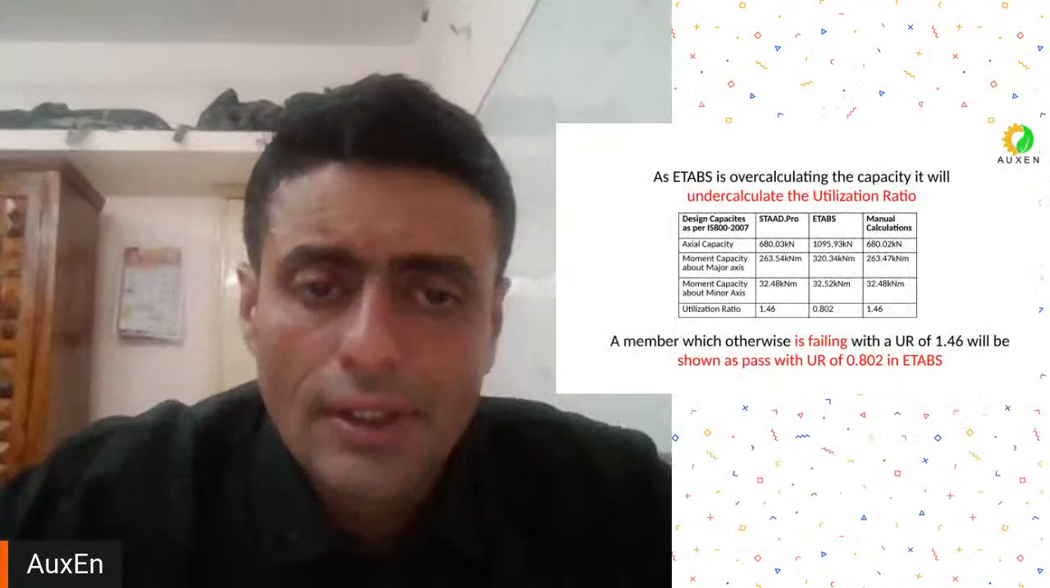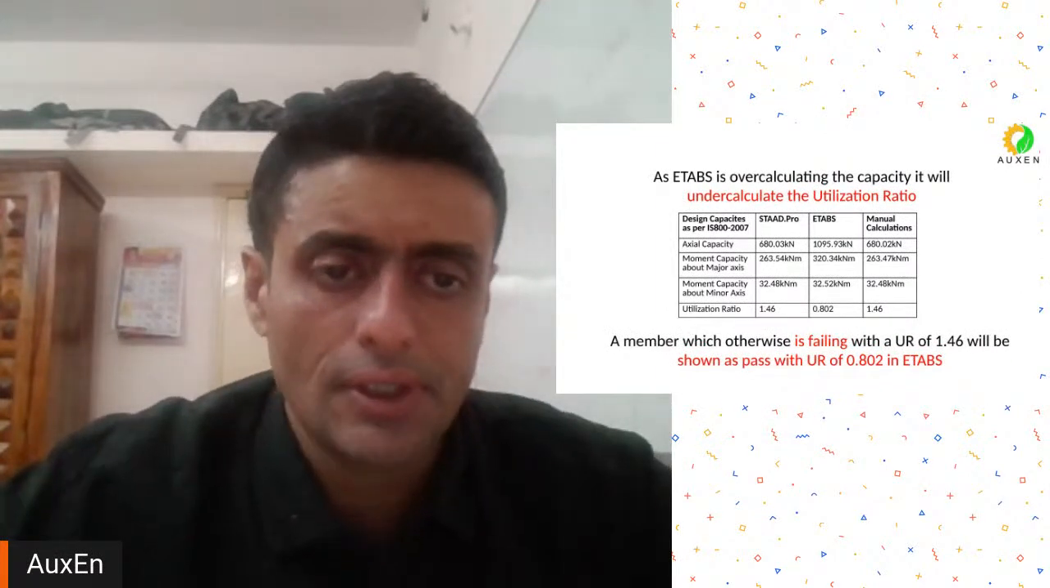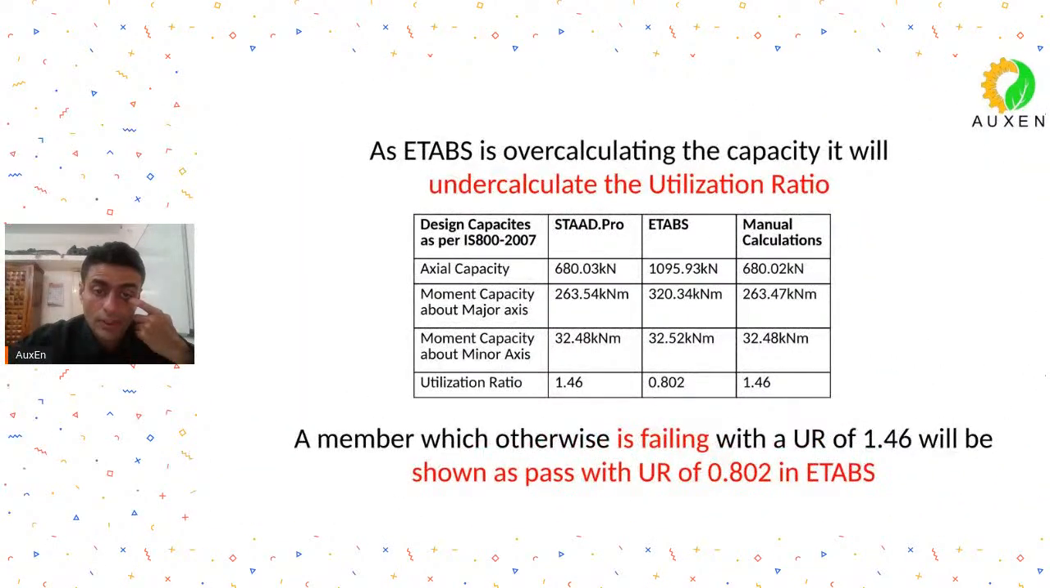Correct? He or she would say that the member is passing as per ETABS because the ratio we are getting is 0.46, 0.802. So as per ETABS, the structural engineer would conclude that the member is safe, but actually the member is failing with a UR of 1.46. So this is a major problem that we find in ETABS.